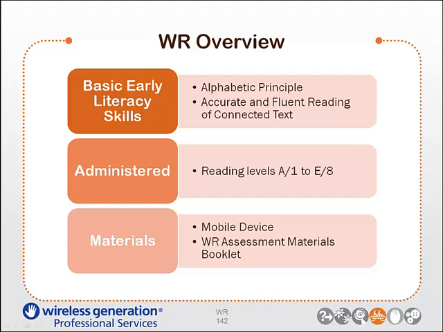Now, word recognition can also be given past these reading levels. It's usually done until the student has mastered all the way up to at least 18 words correct on list C. Now, if a student scores above 18 on list C at the beginning of the year, then there's no need to re-administer the assessment later on in that year.